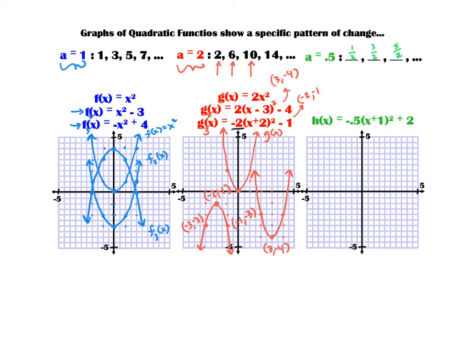Okay, let's graph h of x. This would be a vertical shrink by a factor of 1/2. So let's go. Looks like our vertex will be at the point (-1, 2). There's the vertex. It's going to open downward.